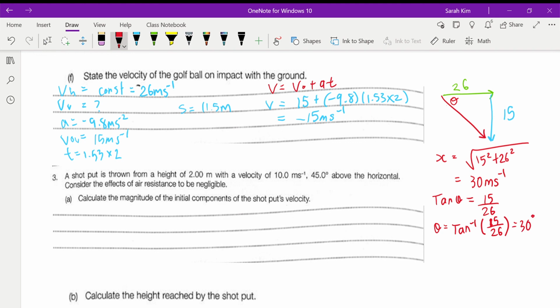Now, let's conclude my answer. I'm just going to do it over here. Therefore, my velocity is negative 15 meters per second. Oh, no, that's not it. Sorry, I read the wrong one. It's this one over here, 30 meters per second, 30 degrees below the horizontal. There you go. And that's question 2.